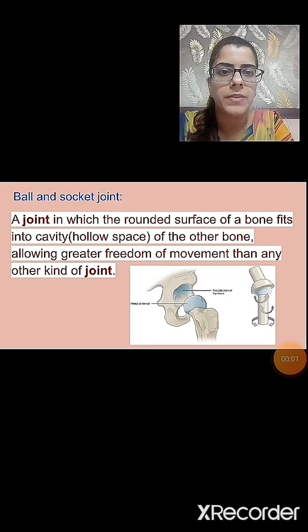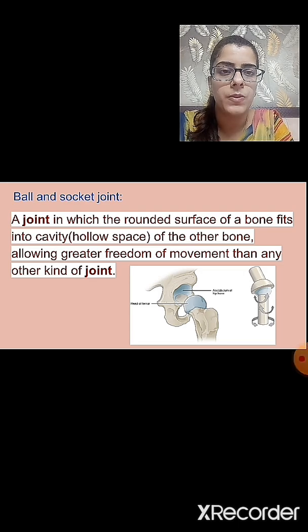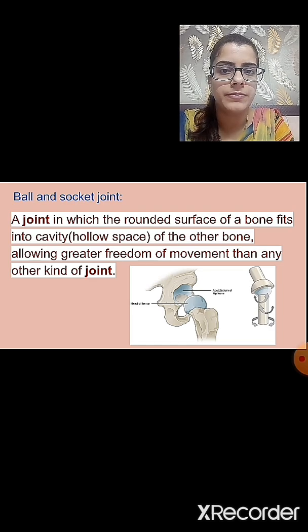Now let us revise the first joint that we have studied. The first joint that we studied was the ball and socket joint. So, what is a ball and socket joint? A joint in which the rounded surface of the bone fits into the cavity, or the hollow space, of the other bone, allowing greater freedom of movement than any other kind of joint.